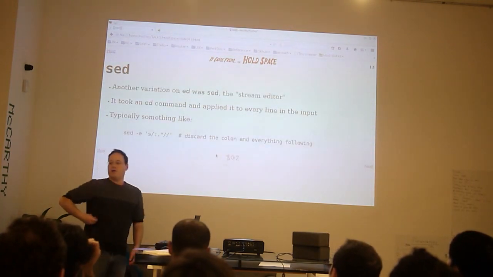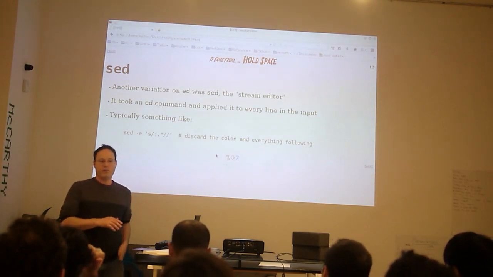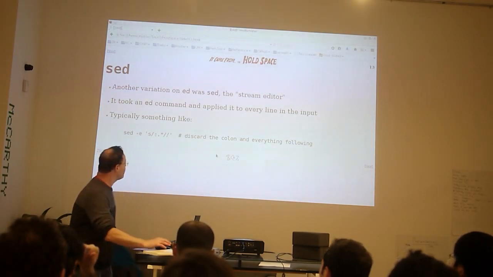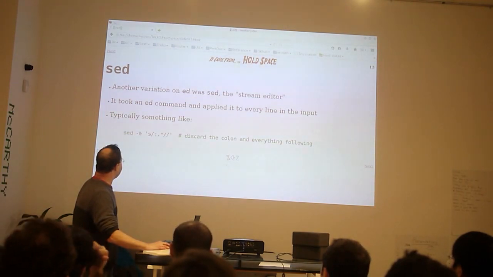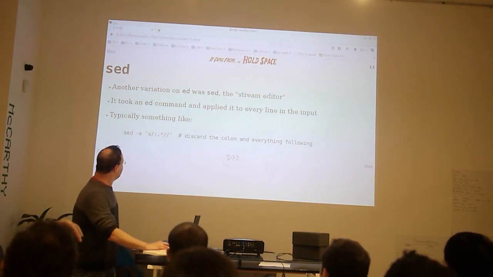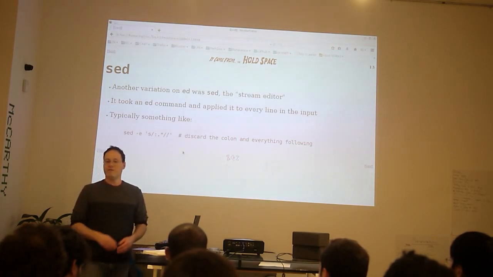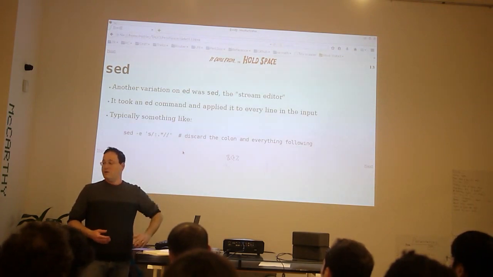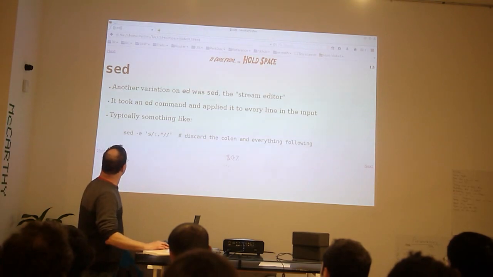Another variation on Ed was this thing called sed, which stands for Stream Editor. It was kind of like Ed, except it wasn't interactive. It would read through the file line by line and perform an Ed command or multiple Ed commands on each line. Here we are saying, okay, sed minus e means your little Ed program is right here. Take each line, substitute colon followed by any sequence of characters, and replace it with nothing. So if you've got grep output that includes file name colon matching line, then you can trim out the file names with this, which I do surprisingly often.